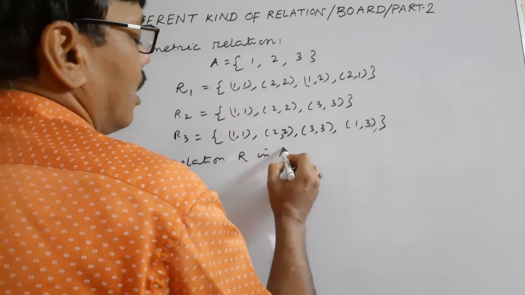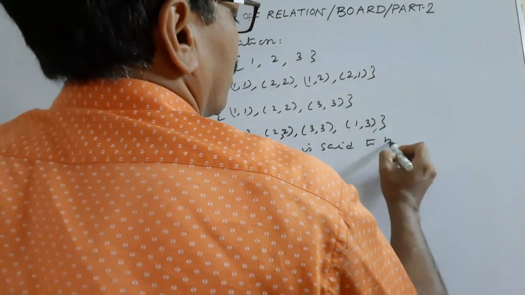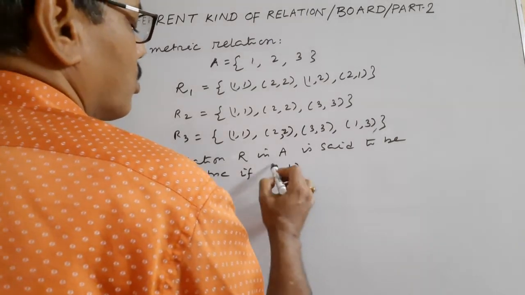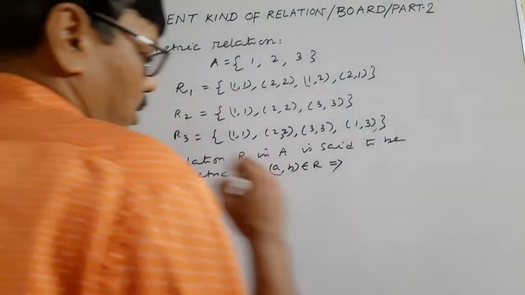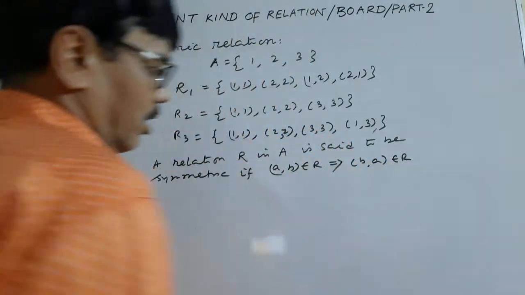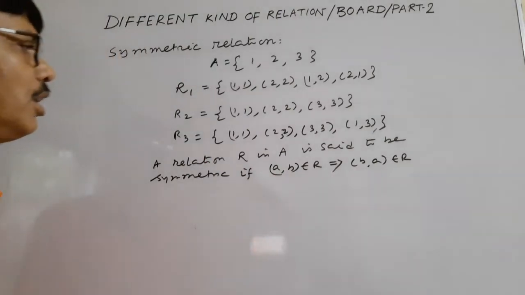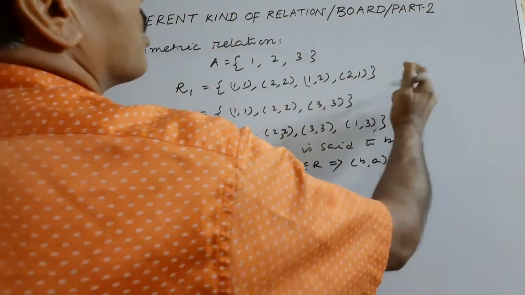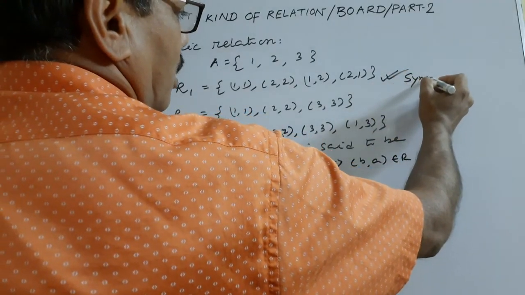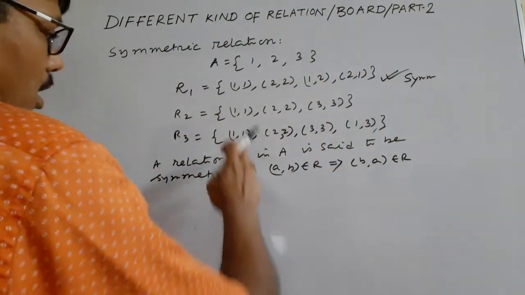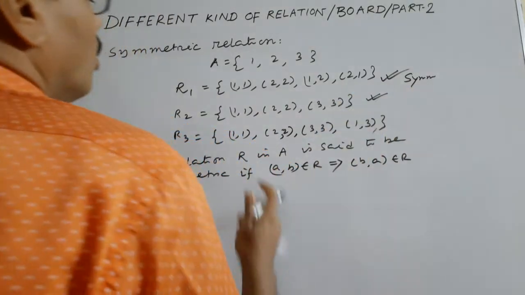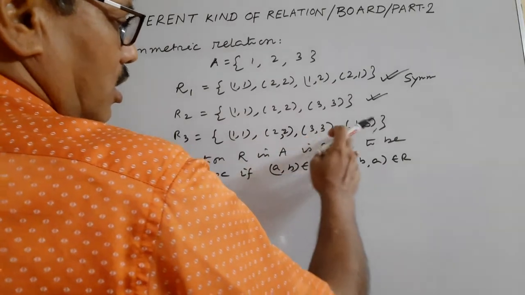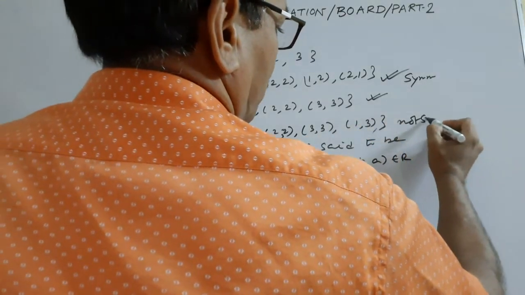So, definition. A relation R in A, meaning a subset of A cross A, is said to be symmetric, very simple, if (a, b) belongs to R implies (b, a) belongs to R. That is, the reverse ordered pair belongs to it. Look, for R1: (1, 1), (2, 2), what is the reverse of (1, 1)? It is (1, 1), (2, 2). (1, 2) reverse is (2, 1). So this is symmetric. R2 is also symmetric: if you take the reverse, you get the same. Now R3: (1, 3) is there but (3, 1) is not included. So this is not symmetric.